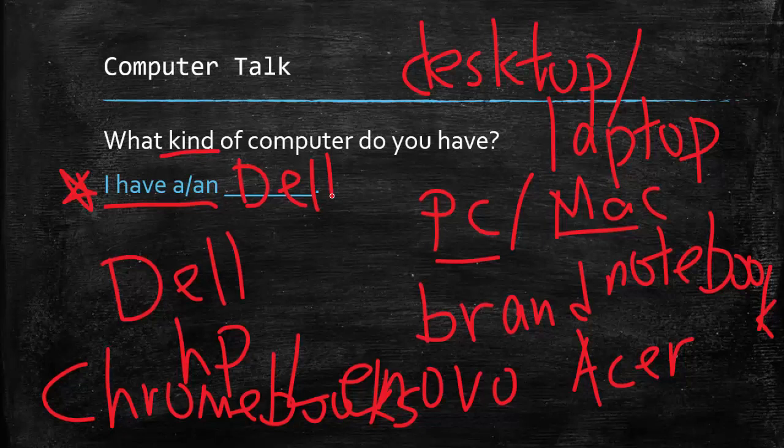But then maybe the person may have meant something else. Then you just have to clarify. No. I mean, what kind of computer do you have? Is it a desktop or a laptop? Then you just say, oh, okay, well, I have a laptop.